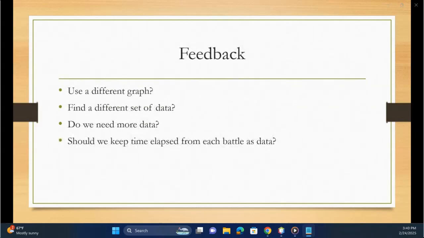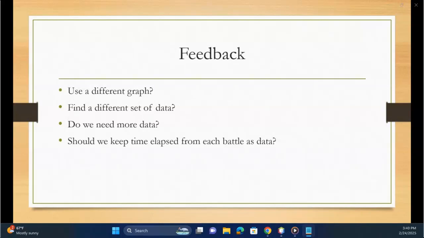On to the next one is feedback. If it occurs, we need a different graph, we may change it. But right now, we feel like the histogram is a good one. But if we need to change it, we will.